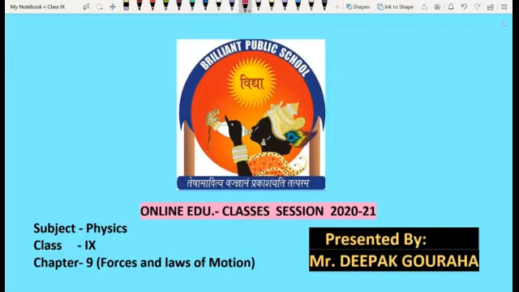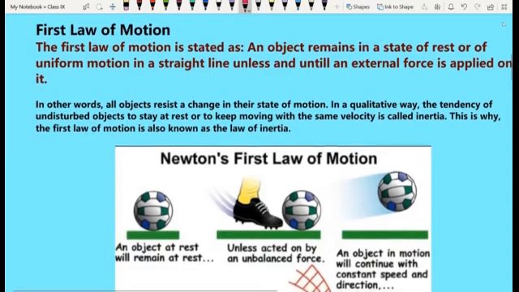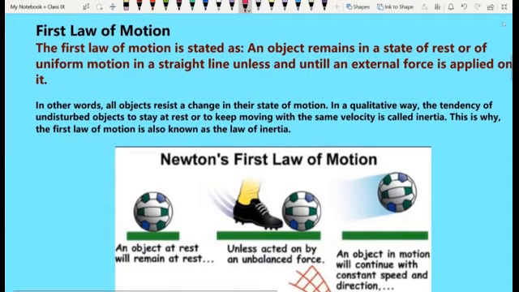In this video, we are going to discuss the three laws of motion. It is a topic of chapter 9 of class 9th physics. Right? Let us start. So, Sir Isaac Newton has given three different laws of motion.